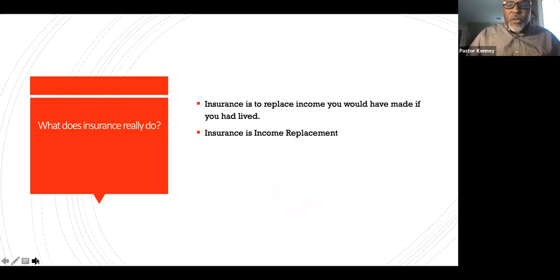So what does insurance really do? Insurance is to replace income you would have made if you had lived. I've talked about that. So insurance is income replacement. I think I've emphasized that point.